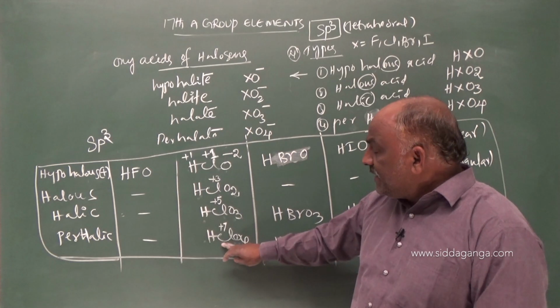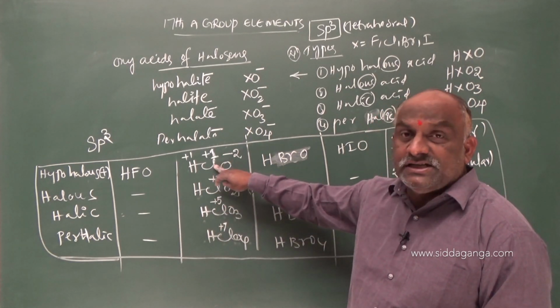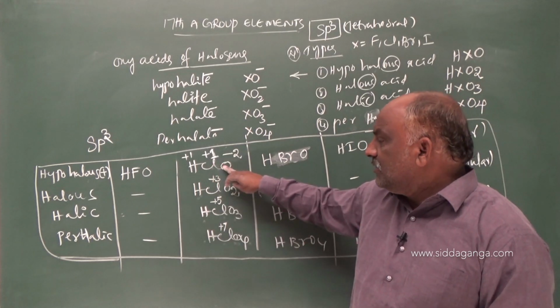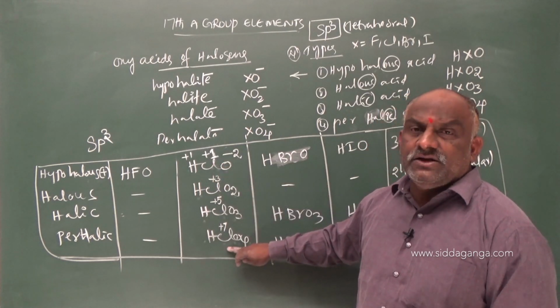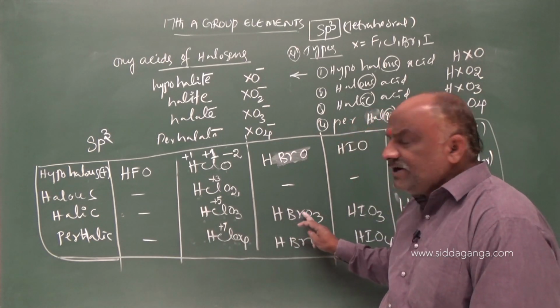What will be the order? HClO4 greater than HClO3 greater than HClO2 greater than HCl. That is the acidic strength order, and the weak acid is HClO. The strongest acid is HClO4. Going down the order, acidic strength decreases because electronegativity decreases.